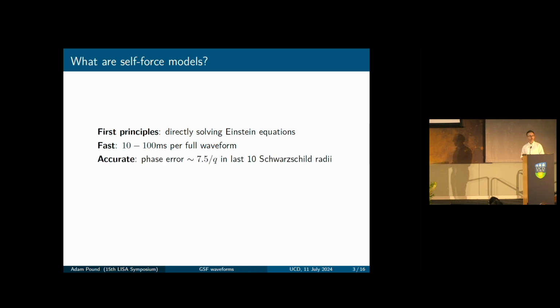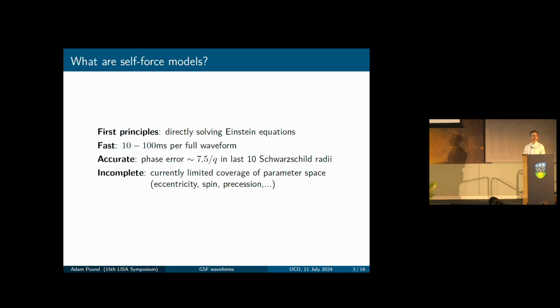The best models we've got are also quite accurate. If Q here is the large mass ratio, the most accurate model we currently have has an error in the phase of about 7 divided by the mass ratio. So for an MRE where Q is 1,000,000 or 100,000, this is a tiny, tiny, tiny fraction of a radian. And this is over the last 10 Schwarzschild radii. But even for an IMRI with a mass ratio of 1 to 100, it's a very small error in the phase. So this is great. We got a fast model. We got a first principles model. We got an accurate model.